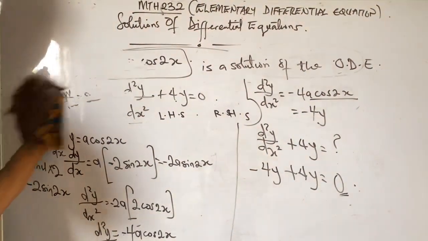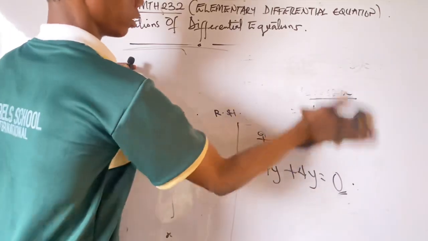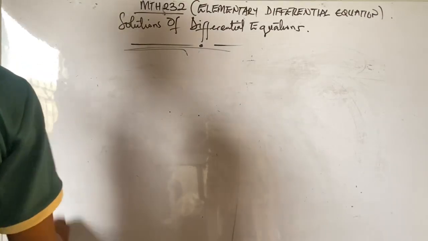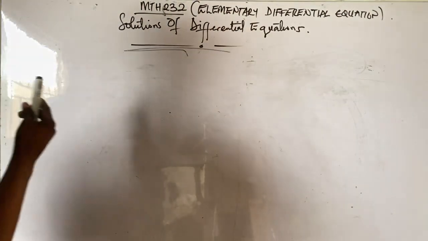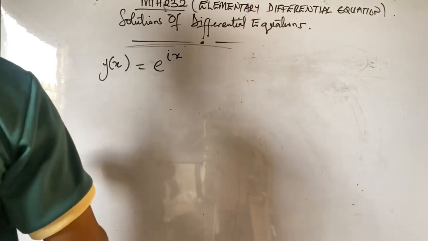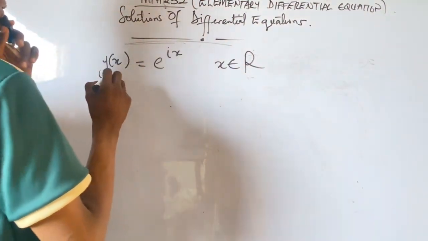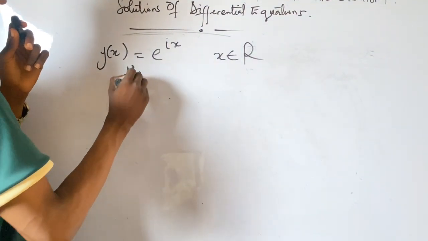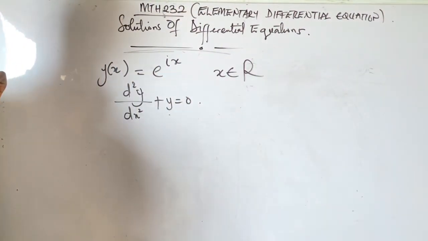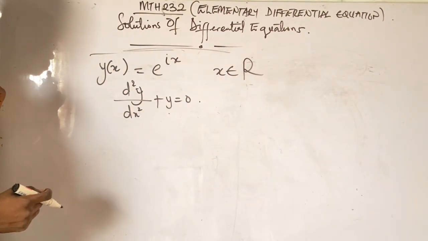Now let's use one more example to check for this kind of situation. We have a complex solution here. y of x is equal to e^(ix), where x is an element of the set of real numbers. Find that d²y/dx² plus y is equal to 0. Confirm if this really satisfies this equation. That's what we are asked to do.